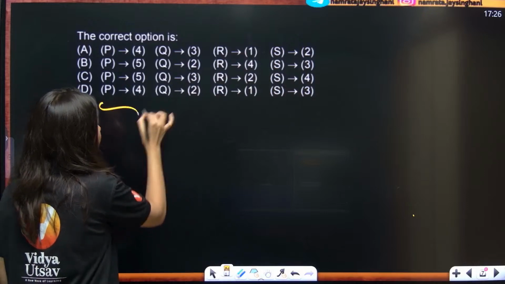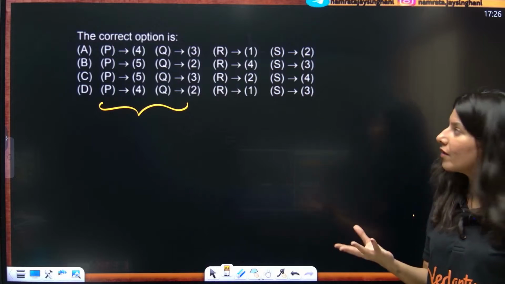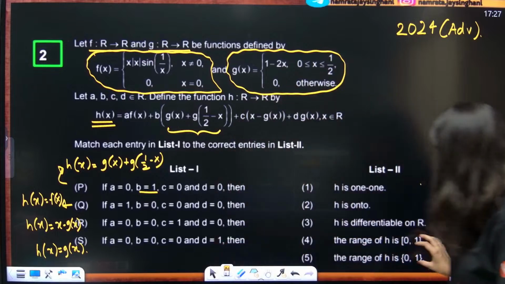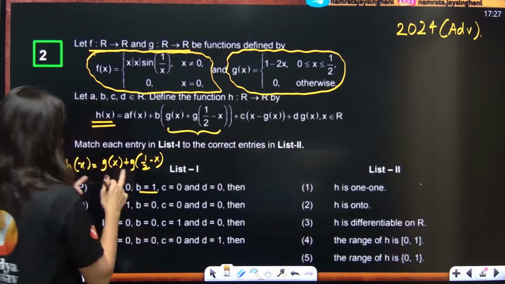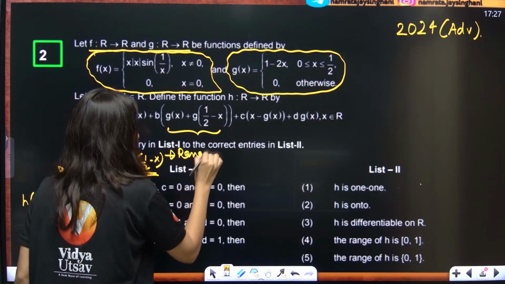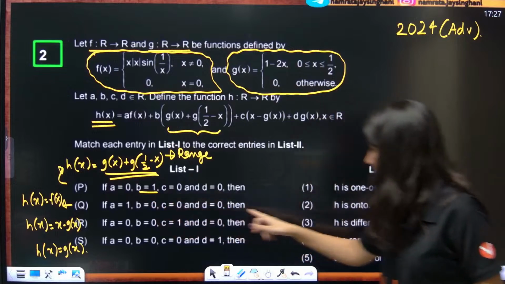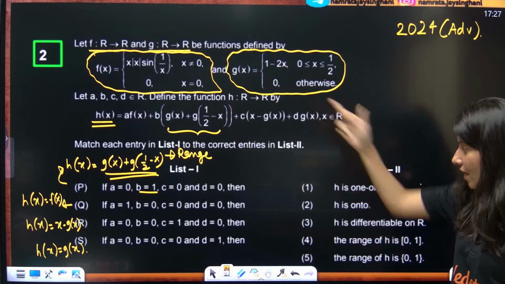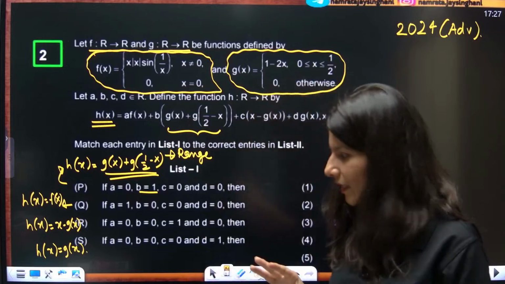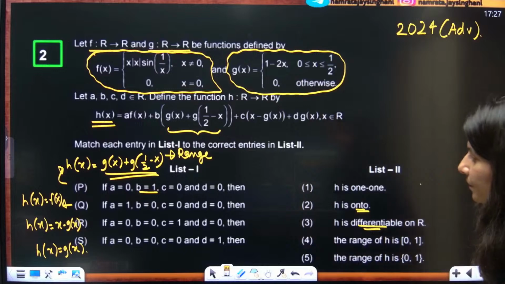But we are going to focus on P and Q. I think option elimination will work for us if we go by this. P has correct option either 4 or 5. Q is either 2 or 3. Let's go back. P will match with either 4 or 5. That means we need to calculate the range of g(x) + g(1/2 - x). In P, we need to calculate the range because the option is either 4 or 5. For Q, h(x) is equal to f(x), we are interested in whether my function f(x) is onto or whether it is differentiable. Let's focus on P and Q. Are you understanding it? Right now, what we are doing is decoding of the question.